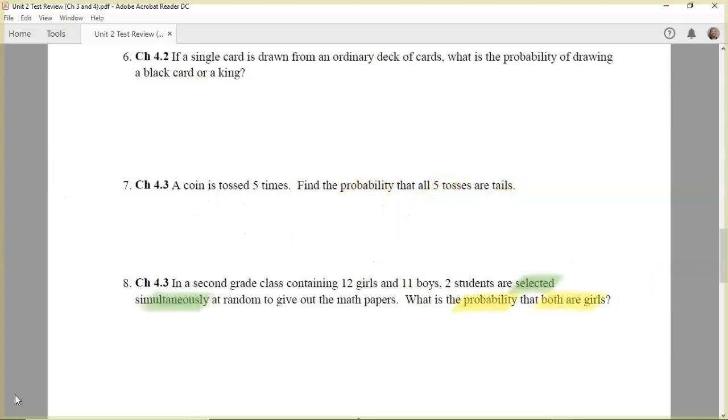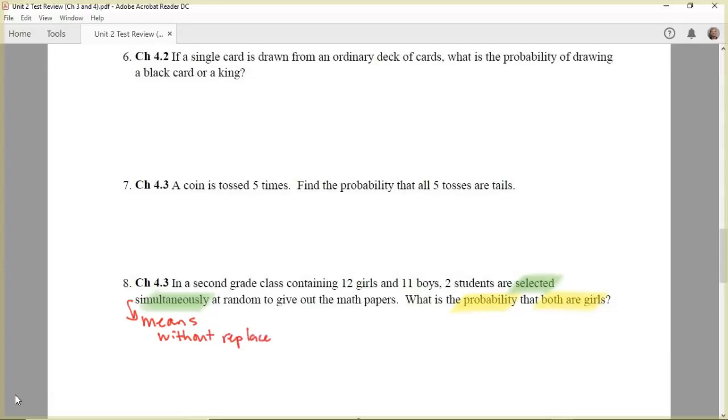Now if we look at a dependent event, in a 2nd grade class containing 12 girls and 11 boys, 2 students are selected simultaneously at random to give out math papers. What's the probability that both are girls? So when we think about this particular question, we have to consider without replacement, right?